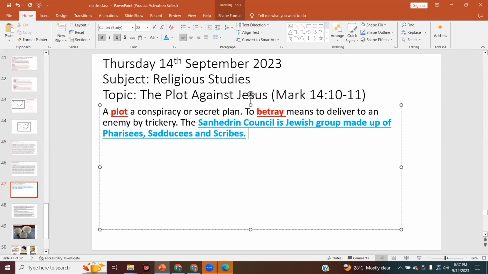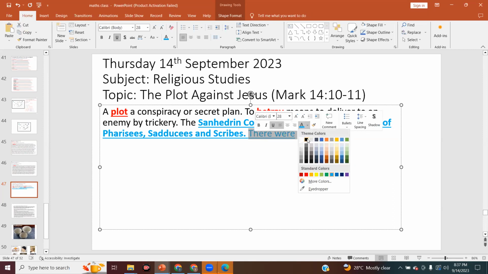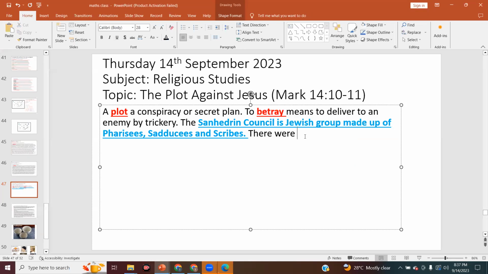How many of them were there? Between 32 and 36. Nope, far off. There were between 70 and 72. You see, I was close. No, there were between 70 to 72 men in the group. There were no women, just men.